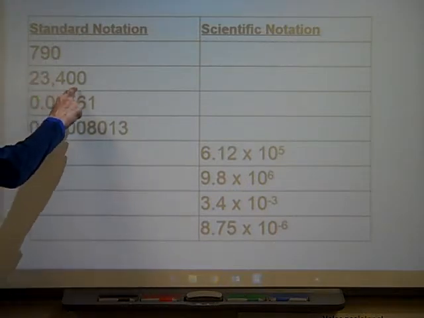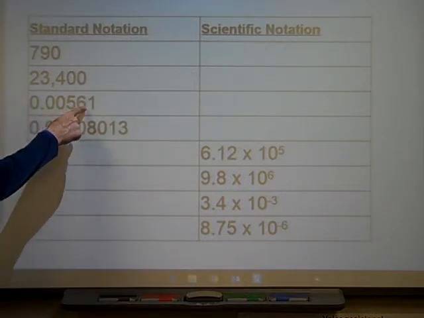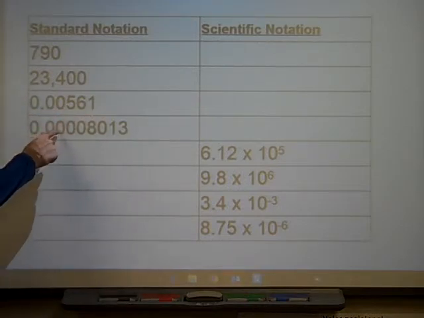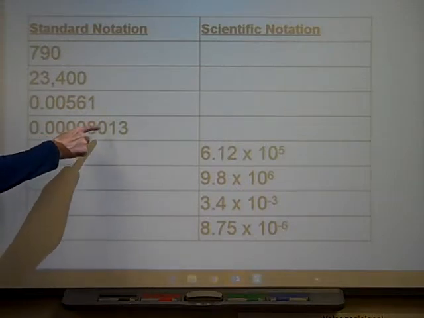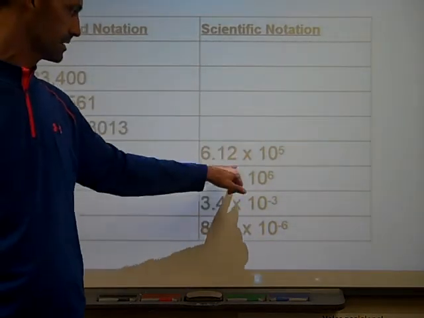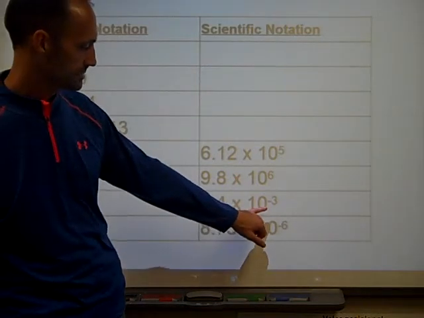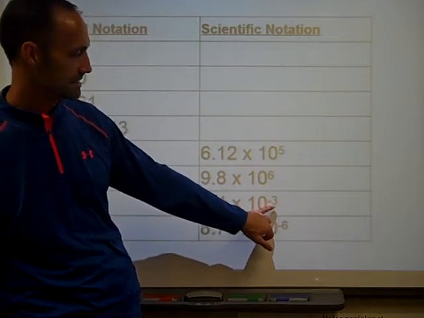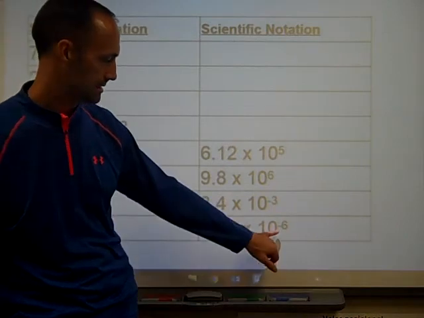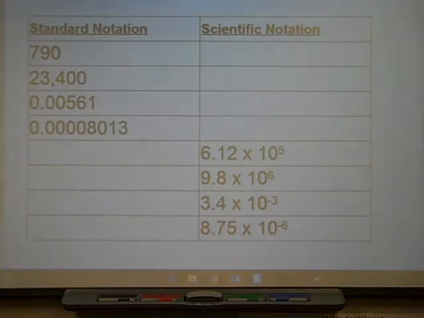790, 23,400, 0.00561, 0.0000 8013, and then underneath here, write those on the bottom 4 lines. Paying close attention, this is a -3, and this is a -6. So again, stop the video if you need to get that put in your journal on page 25.